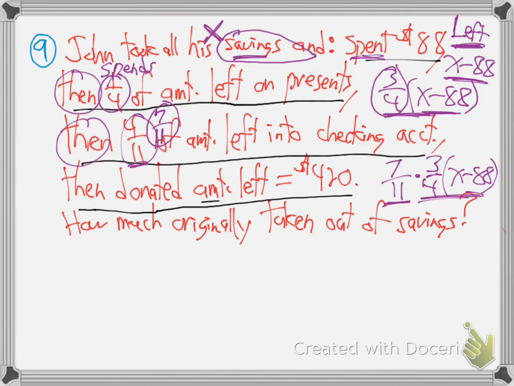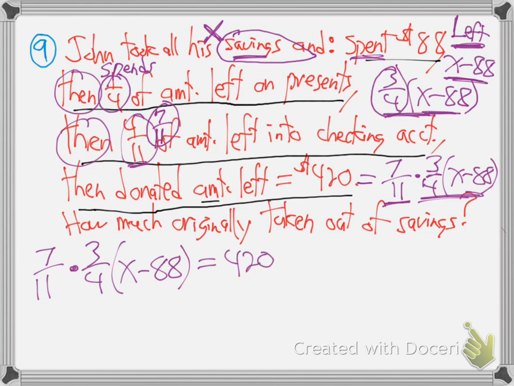And that is equal to 420, because that's what he had left in the end to donate. So we have an equation: 7/11 times 3/4 times (X minus 88) equals 420. That's the final amount he had left to donate. So we need to solve that equation for X. How do we solve that? Let's go to a fresh screen here.